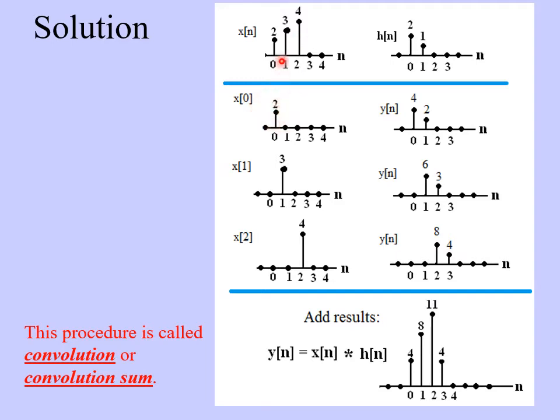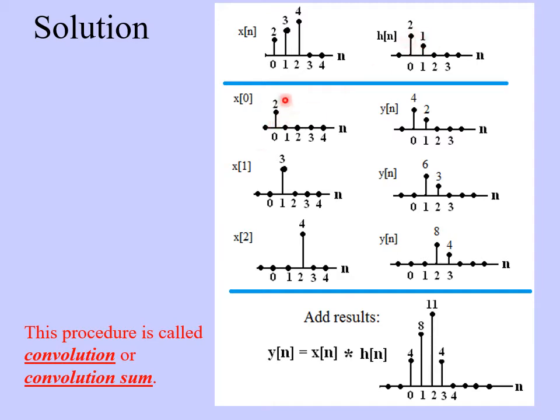Here's the first one, which is the 2. Here's the 3 here, and here's the 4 here. And notice they are, of course, shifted to where they are up here when n is 0, 1, and 2. So what the problem comes down to is we need to figure out what does the system do when it sees this by itself. Well, we know if this were a 1, it would just produce a 2 and a 1, because that's the impulse response by definition.